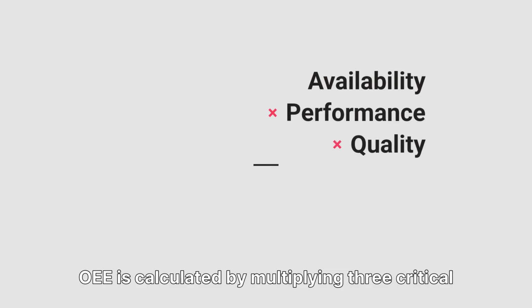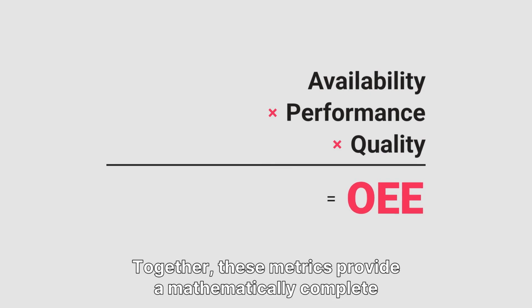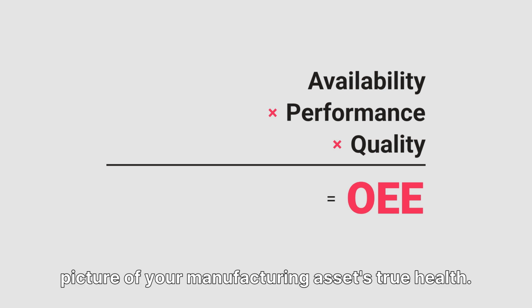OEE is calculated by multiplying three critical factors: availability, performance, and quality. Together, these metrics provide a mathematically complete picture of your manufacturing asset's true health.